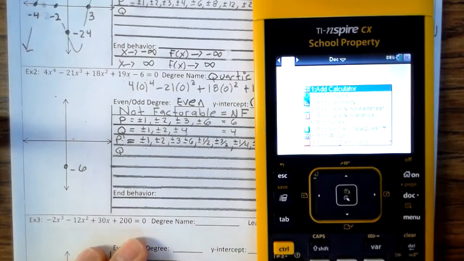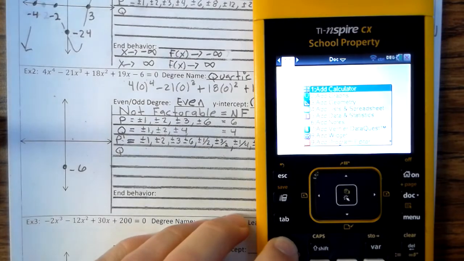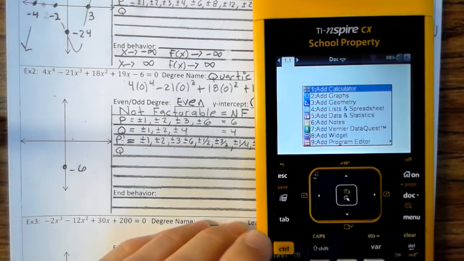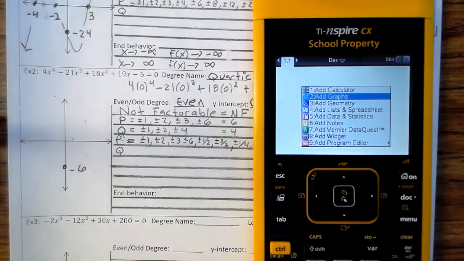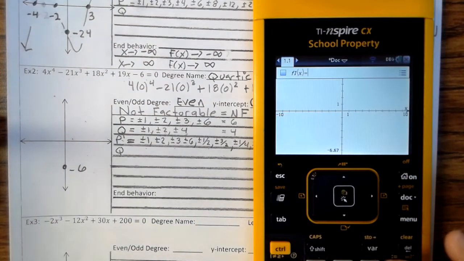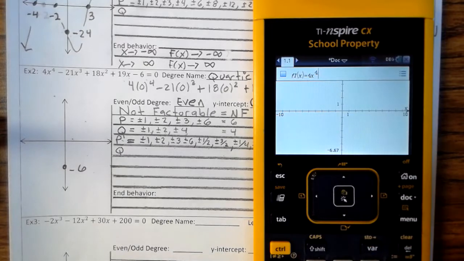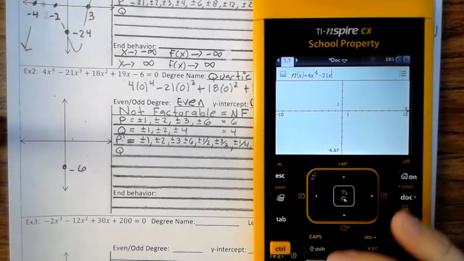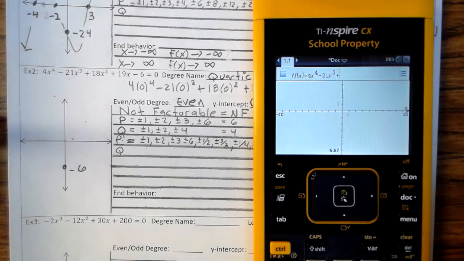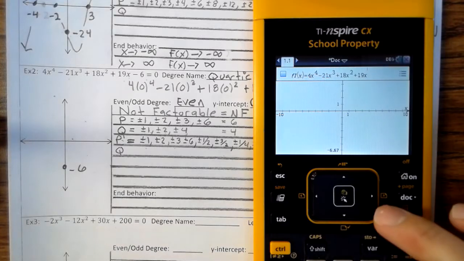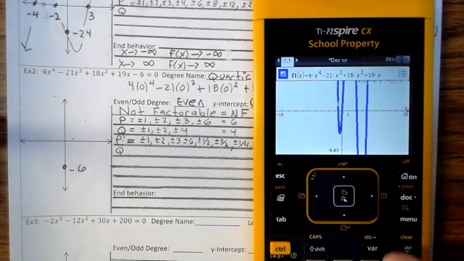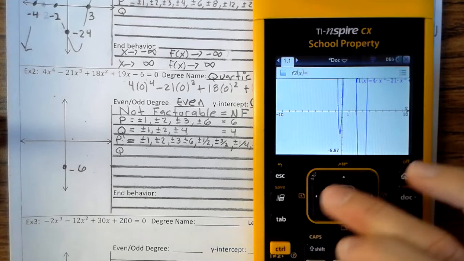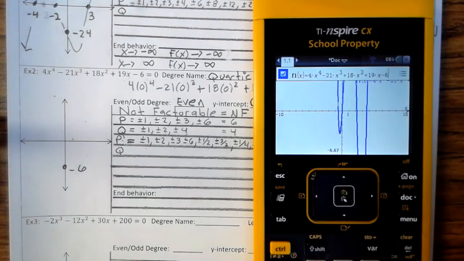All right, so let me adjust the camera here, darken it a little bit. There we go. So I'm going to go to add graph. And now we're going to graph 4x to the 4th minus 21x cubed plus 18x squared plus 19x, minus, oh, forgot something, minus 6.